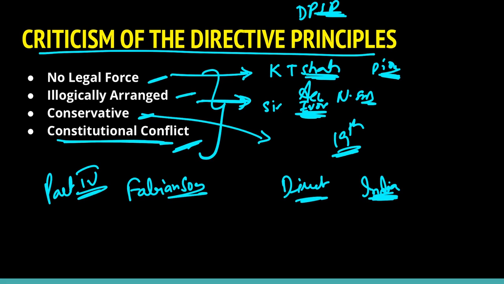Constitutional conflict. K. Santhanam has pointed out that the directives can lead to constitutional conflict between the center and the states, between the President and the Prime Minister, and between the Governor and the Chief Minister. According to K. Santhanam, the center can give directions to the state with regard to the implementation of all these principles, and in case of non-compliance, it can dismiss the state government.